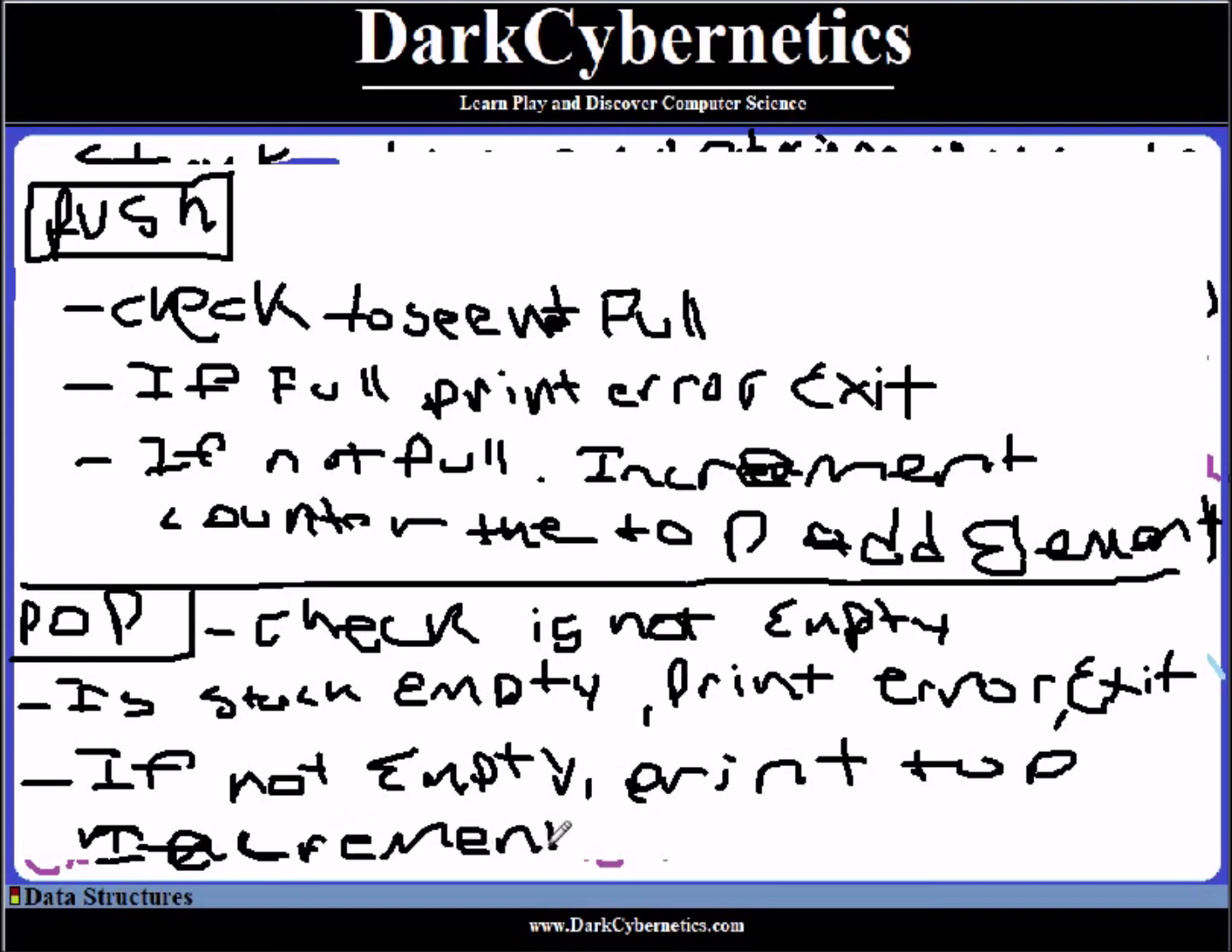And then increment, or decrement. Since we're taking off the stack this time, and we check to see if it was not empty, we print the top and then we decrement it. So we reduce the amount of elements in the stack. Alright, that seems simple. So first we check to see if it was full. If it's full, we print an error. And if it's not full, we increment the counter to add to the elements. And we do the reverse for pop.